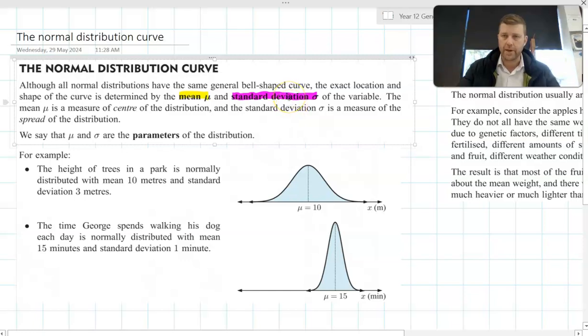Now we're not going to be working out standard deviation. For the sake of this video, we're going to be given a mean and a standard deviation, and answer the questions from there.